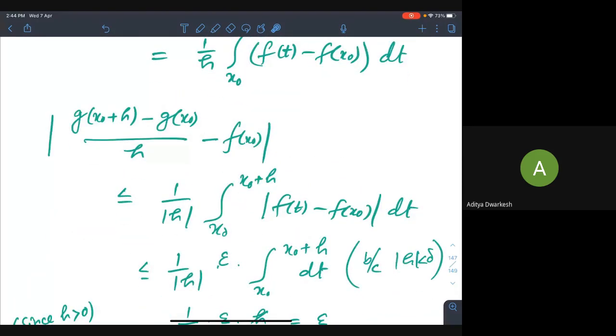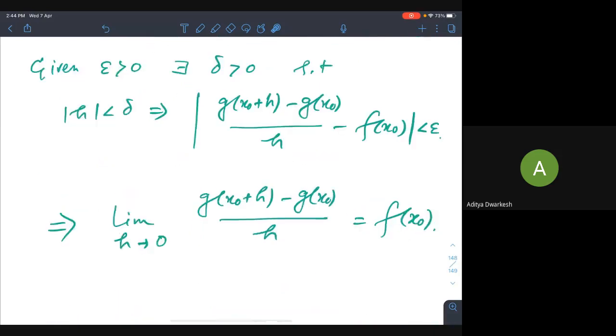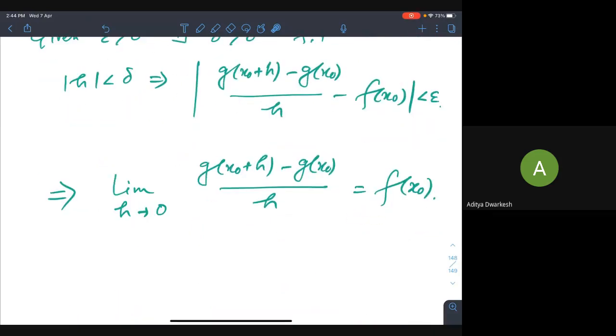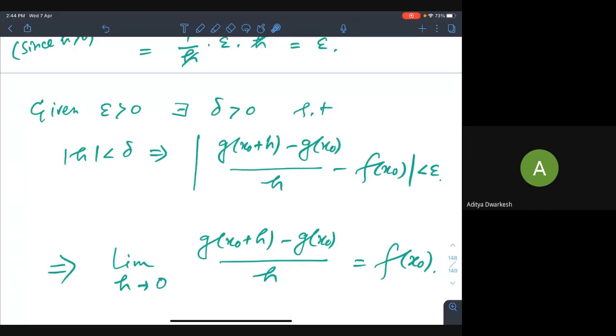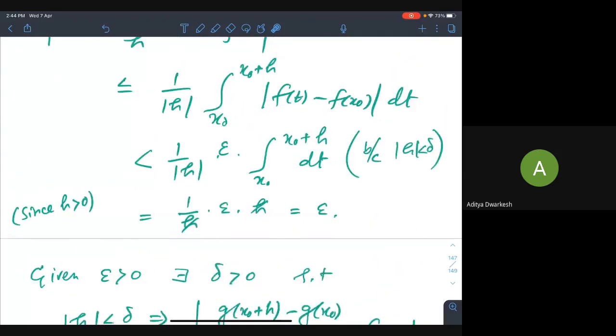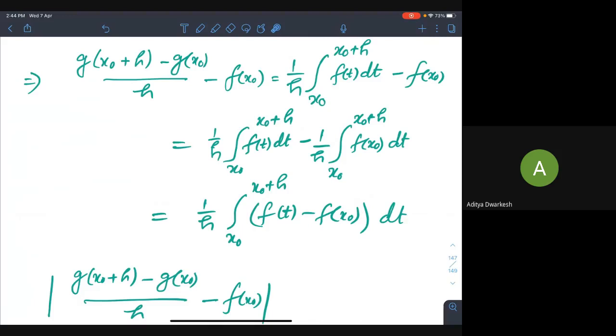So this part here would become strict, and ultimately you get strict epsilon. Is the proof clear? The proof is not very difficult, it's simple. Is there any question, or is it clear? Yes, sir.